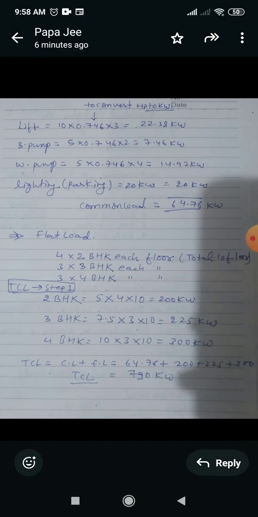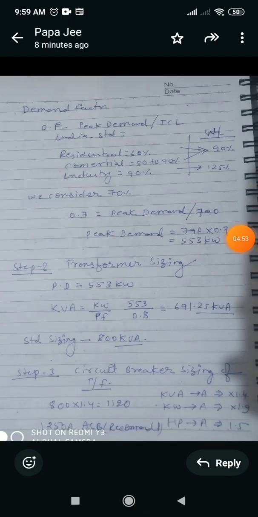If we add them together, then we will get the total connected load. So I add all the things, common load and flats load, and we get 790 kilowatts. Okay, now we have 790 kilowatt.